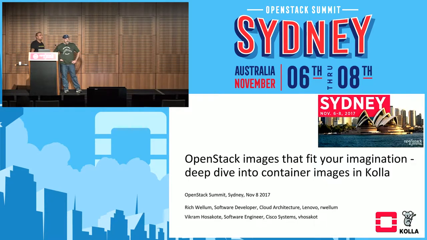My name is Vikram Hosko. I'm a software engineer at Cisco. I've been working in OpenStack since 2013. Got involved in the Folsom release, mostly working in OpenStack containers, Kubernetes recently. I'm also one of the core reviewers of Kolla and Kolla Ansible.